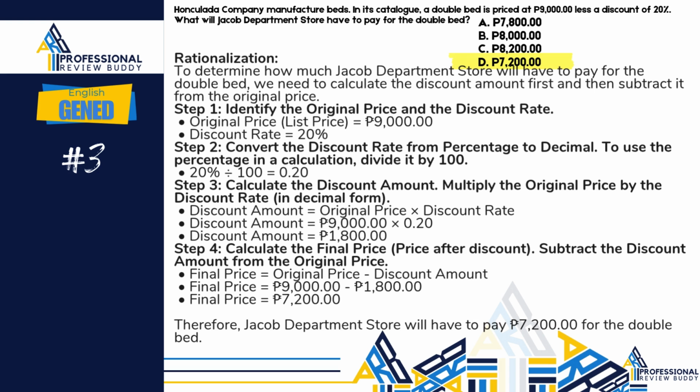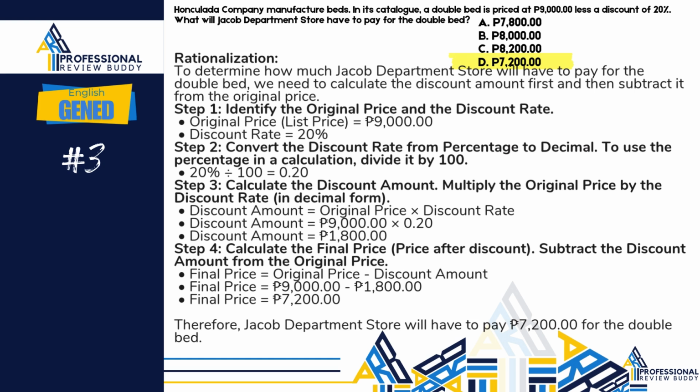Step 2. Convert the discount rate from percentage to decimal. To use the percentage in a calculation, divide by 100. 20% divided by 100 equals 0.20. Step 3. Calculate the discount amount. Multiply the original price by the discount rate in decimal form. Discount amount equals original price times discount rate, then equals 9,000 pesos times 0.20. Therefore, discount amount equals 1,800 pesos.